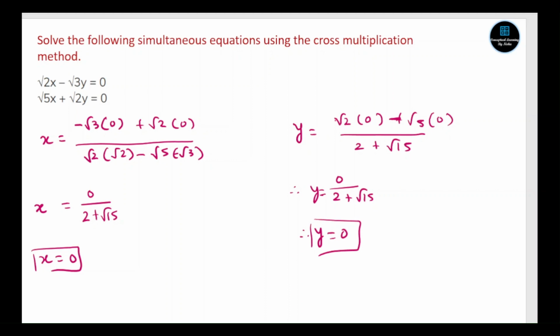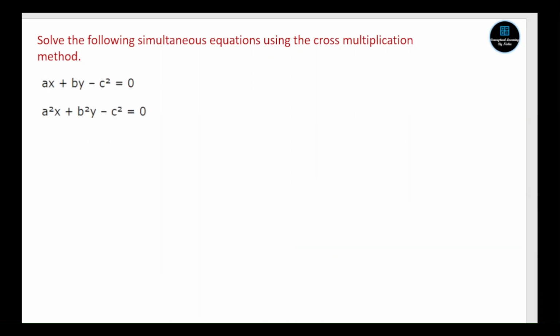Now why does this happen? Because the constant terms are 0. So the lines pass through the origin. So the origin is the solution for both of them. I hope you understood this, right? Now one more interesting question here.